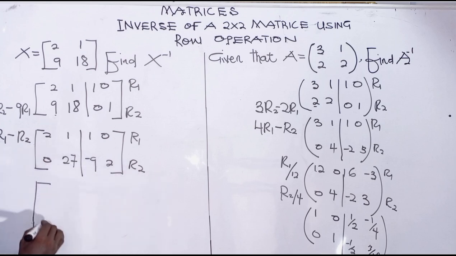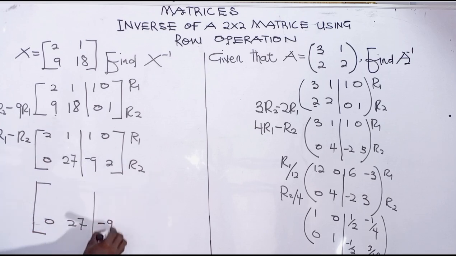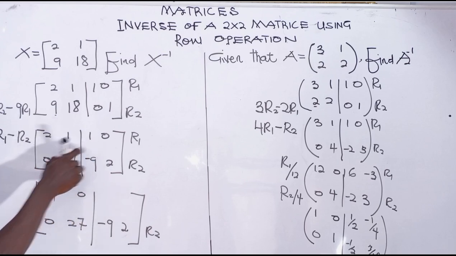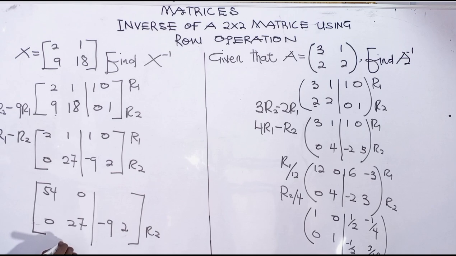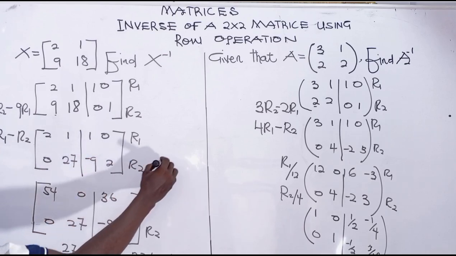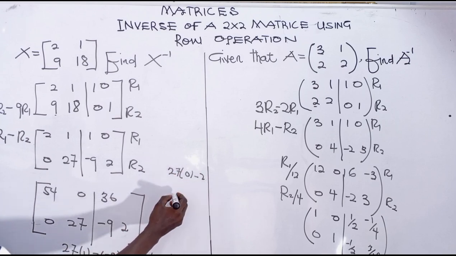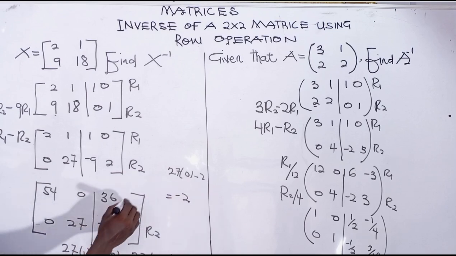So remember that row 2 is untouched, so we can repeat it. So this gives us 54. This gives us 0. Let's look at this entry. So we have 27. Row 1 is 1 minus minus 9. So we have 27 plus 9. That will give us 36. So we have this entry to be 36. We are looking for this entry. So we have 27. Row 1 is 0 minus 2. So we have minus 2.